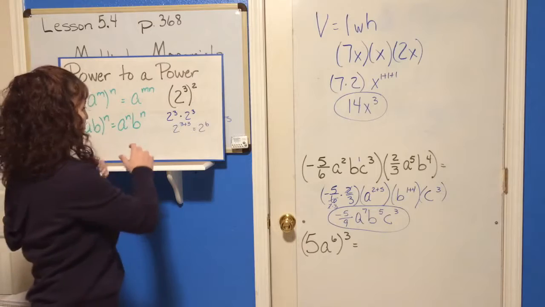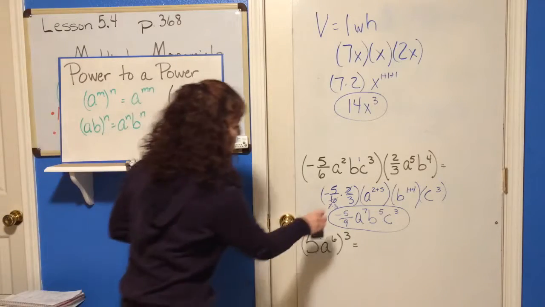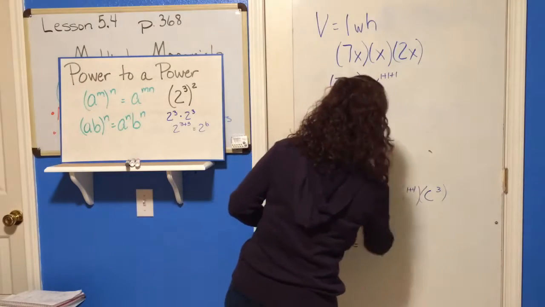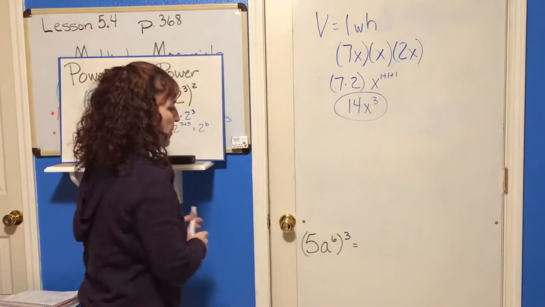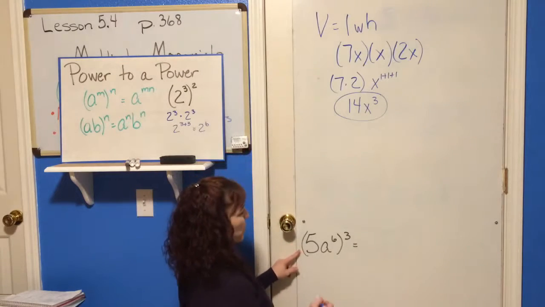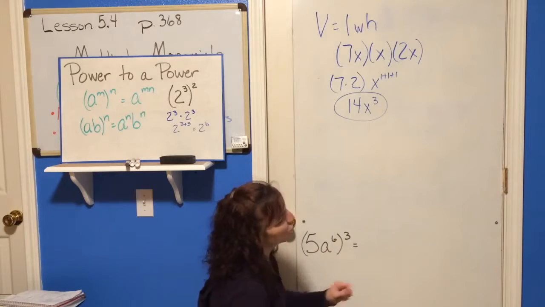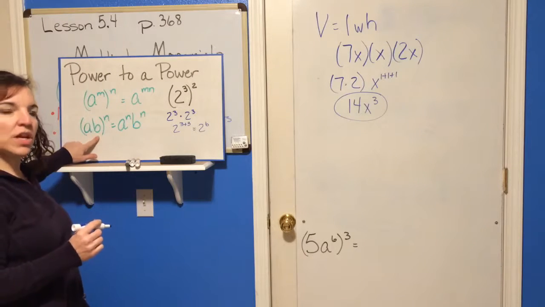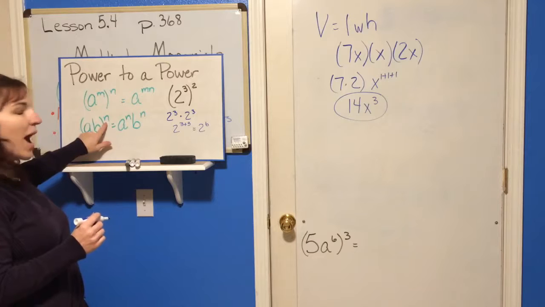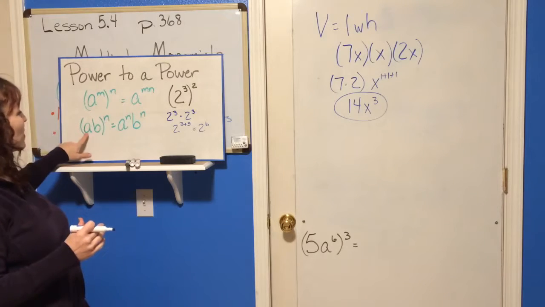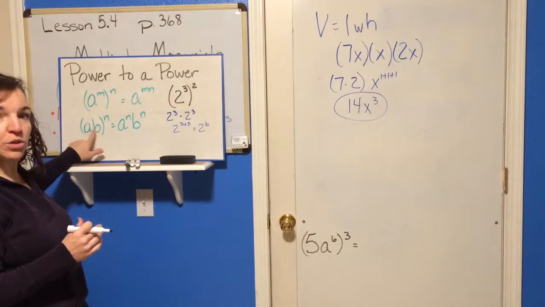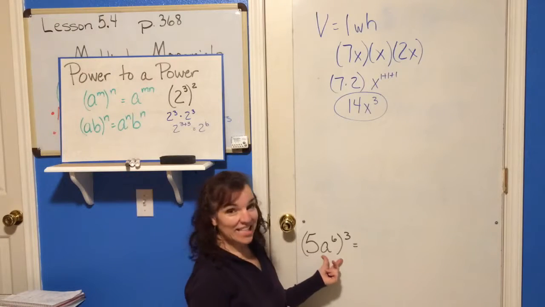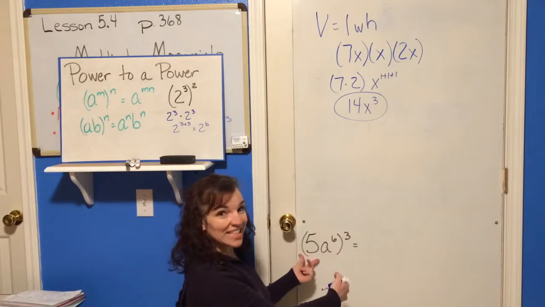All right, let's show you what I mean here. On this one down here, 5a to the 6th all cubed is going to be 5 cubed. Oh, and I need to show you this part too before I do that, don't I? So also, if you're multiplying two numbers and raising that product to a power, you've got to take that power to each part of what you're multiplying. All right, so let's do that on this, because we've got a 5 and an a to the 6th. So each part of that needs to get the power.